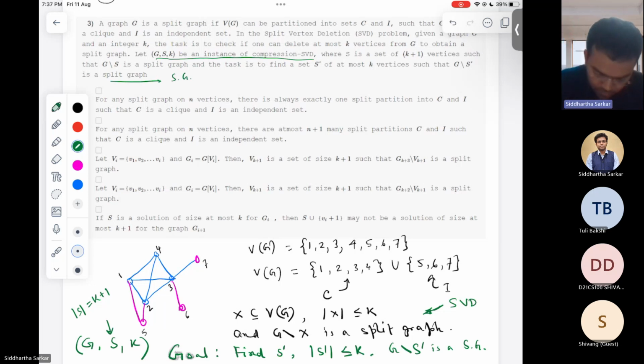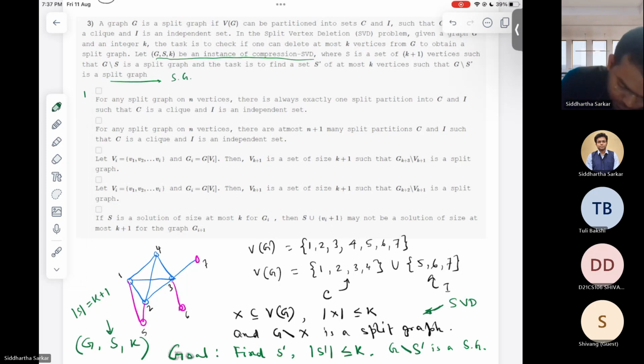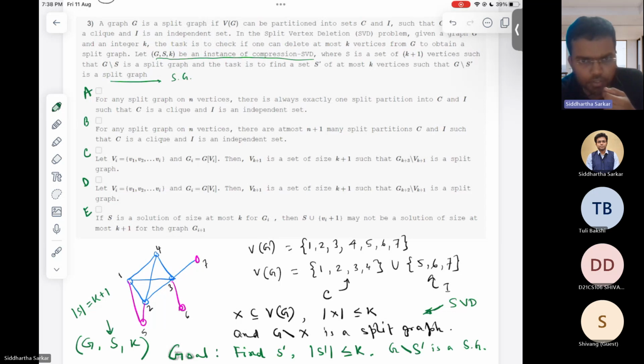Okay, now we have been given certain statements and we have to decide whether these statements are true or false. We'll number them. So you read the first statement. If you have any questions on the definition of the compression SVD, then you can ask me. Otherwise, we cannot solve these questions.